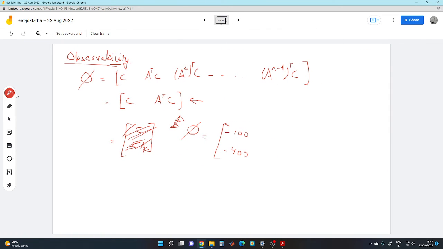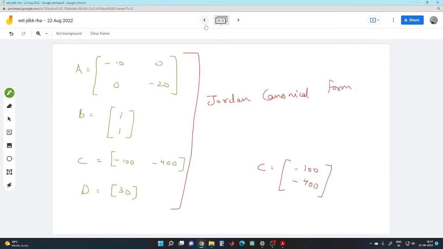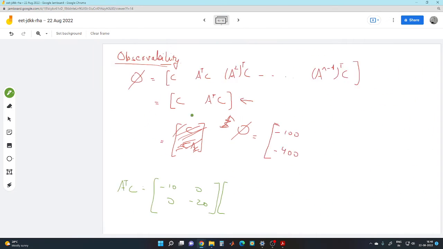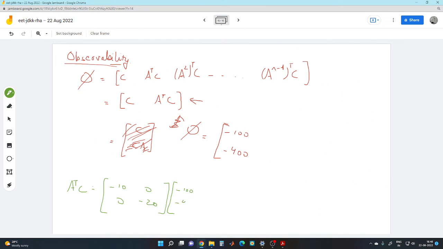So we can write A transpose C is equal to minus 10, 0, 0, minus 20. Transpose is the same, so we are not writing transpose again. So C is, as we have calculated, minus 100 and minus 400. So minus 100 minus 400, which comes out as minus 1000 and minus, I think, 8000, right? Yes, 8, right.